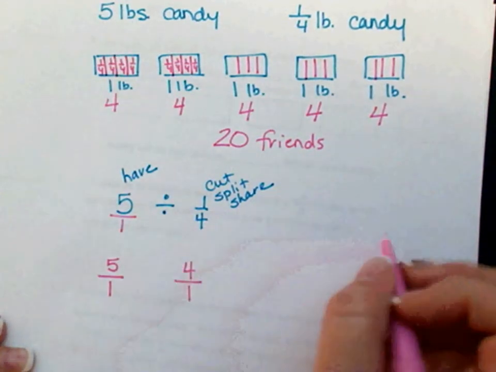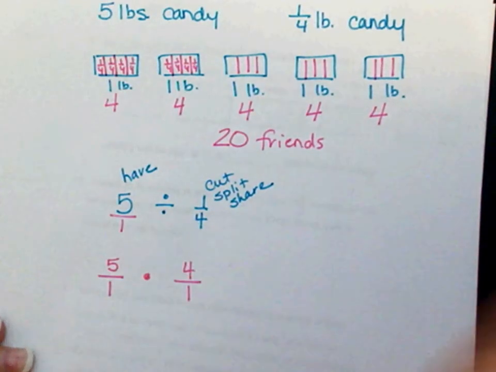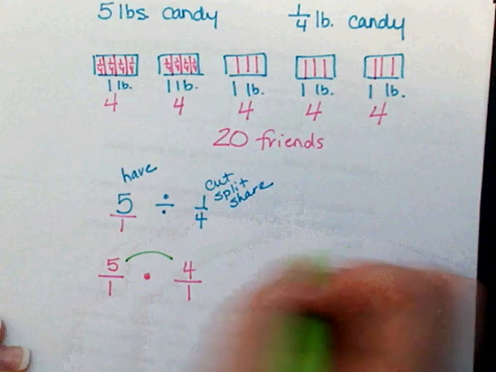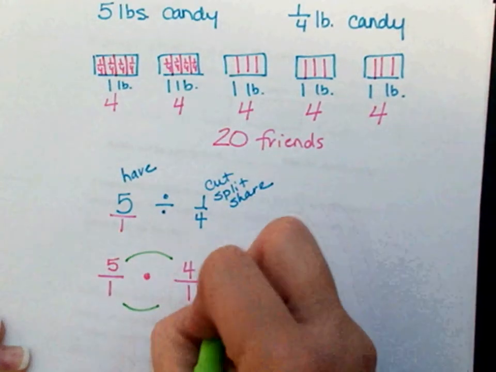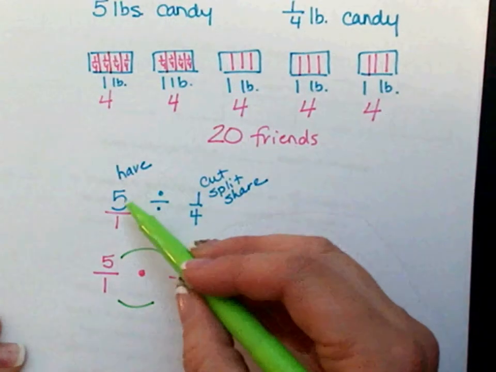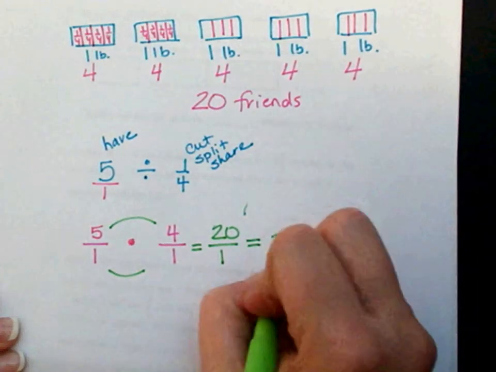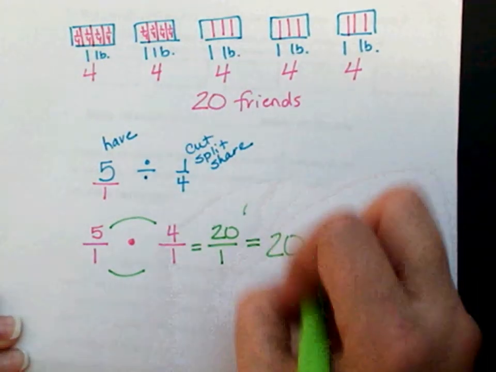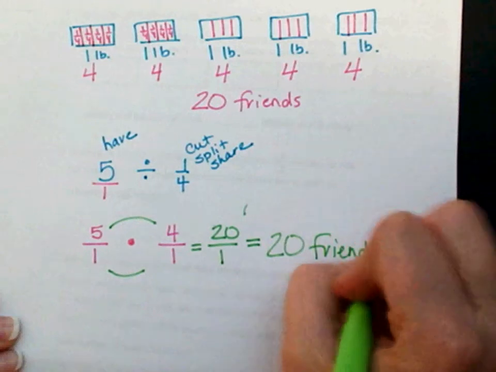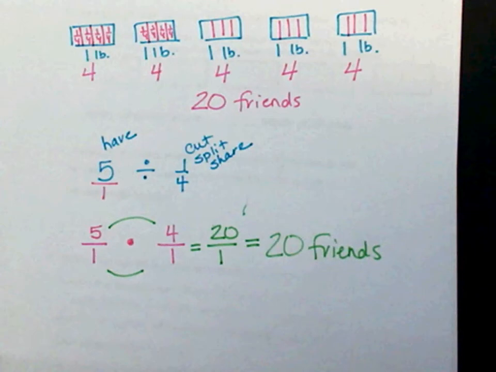Division rules tell me keep the first the same, flip the second fraction, and multiply. When you do that, you can use multiplication rules. Multiply the top times the top, bottom times the bottom. 5 times 4 is 20. 1 times 1 is 1. Well, we know because we put the whole number over 1, if our answer is a number over 1 that it's the same as a whole number. And we get the same answer as we did when we used a picture up top.